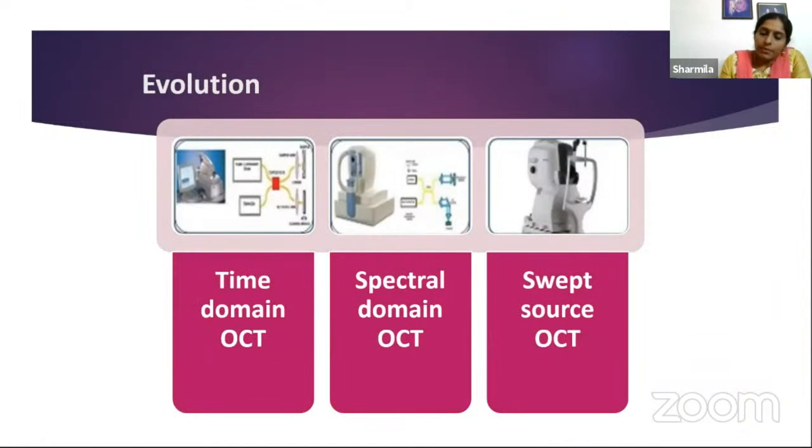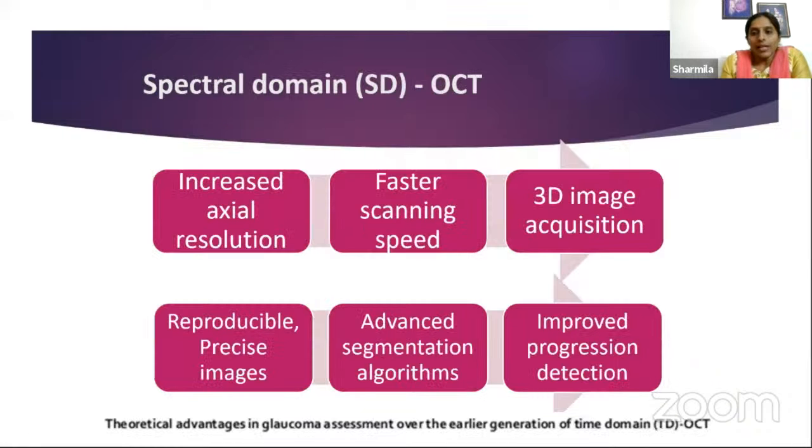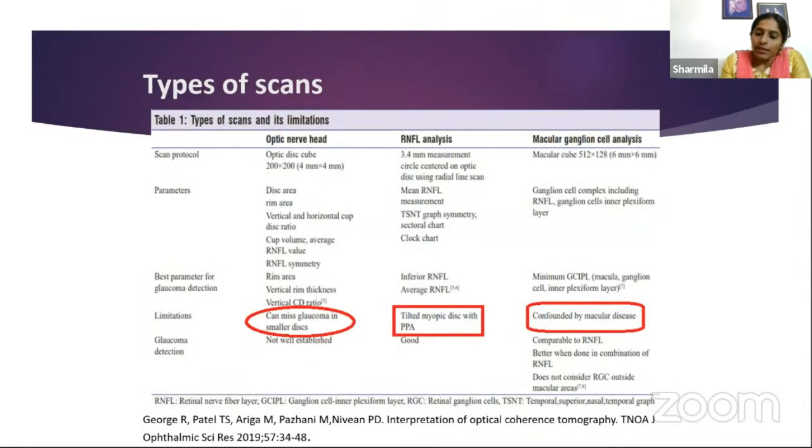We all know that there have been several evolutions in the OCT. First it started off with the time domain, then spectral domain, and now swept source OCT. The recent modalities of OCT have a better resolution, faster scanning speed, and 3-dimensional acquisition of images. They're highly reproducible, have better segmentation algorithms, and are very useful for detecting progression. I'm very much convinced in using an OCT because it gives so much information.